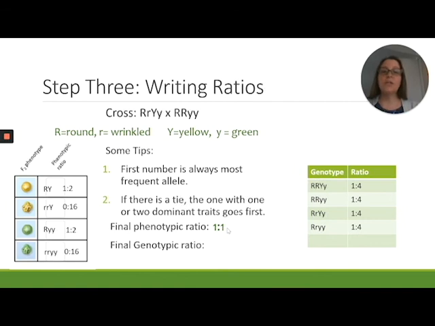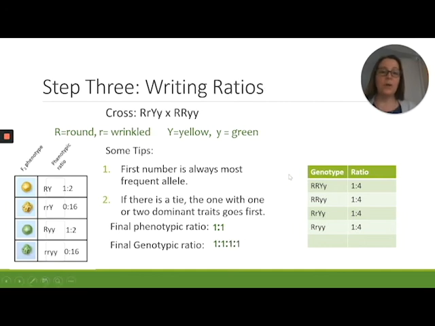When we look at the genotypes, however, we have 4 different genotypes that are possible. So we're going to have 4 numbers in our ratio separated by colons. The ratios in this case, just like with the phenotype, happen to all be the same. So if they're all the same, it's going to be 1:1:1:1.